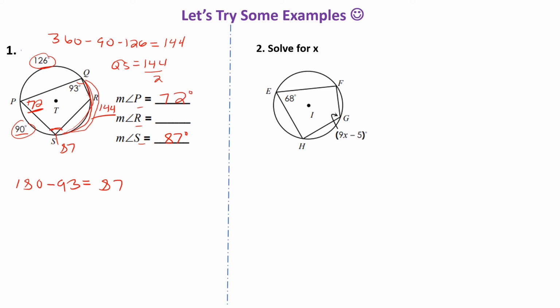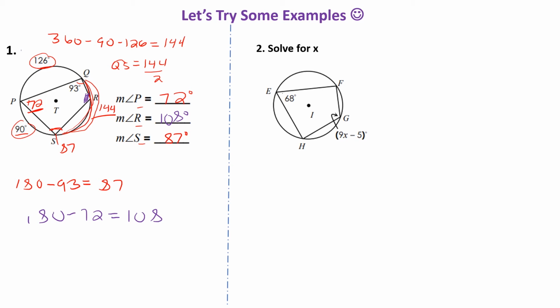So now I could find angle R because they are supplementary. So I could do 180 minus 72, and that gives me 108 degrees. So angle R is 108 degrees. So you have to use your knowledge of inscribed angles as well with inscribed quadrilaterals. So the next one, it says to solve for x.